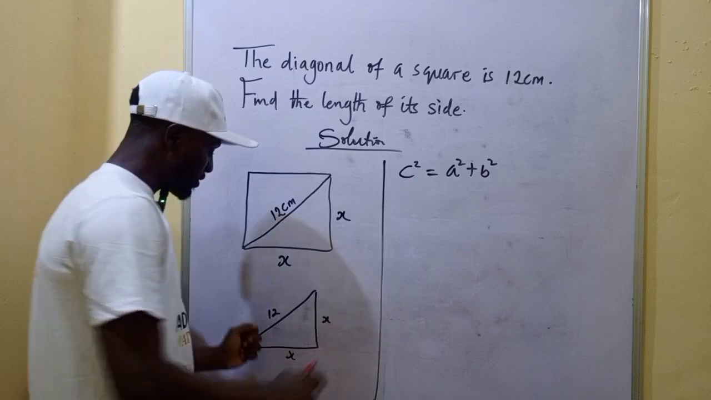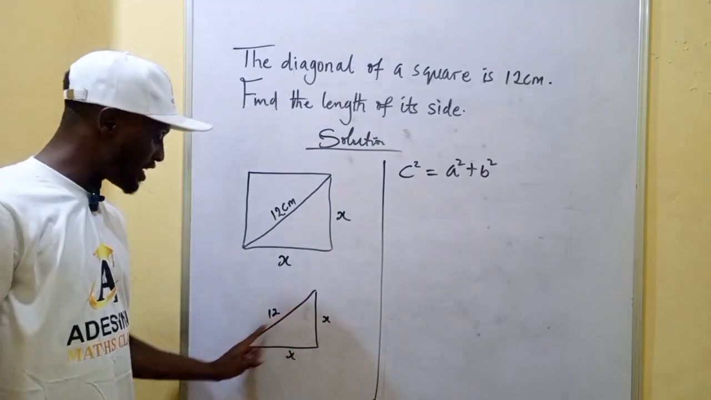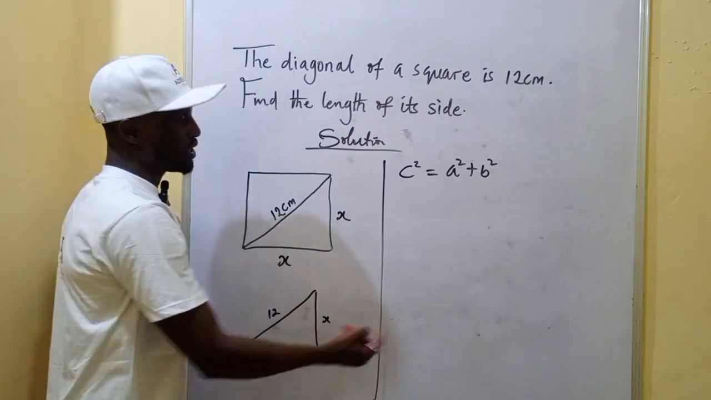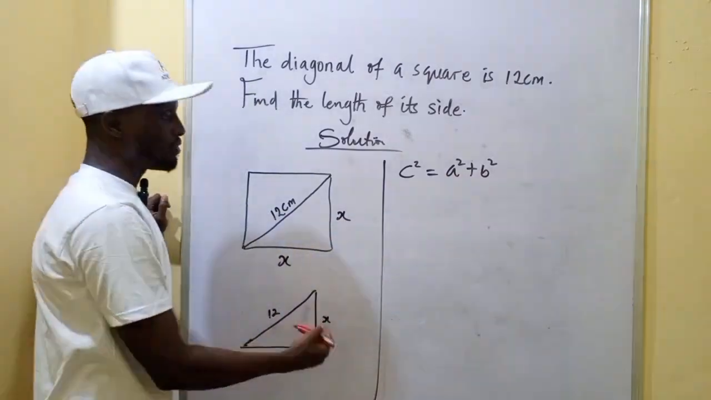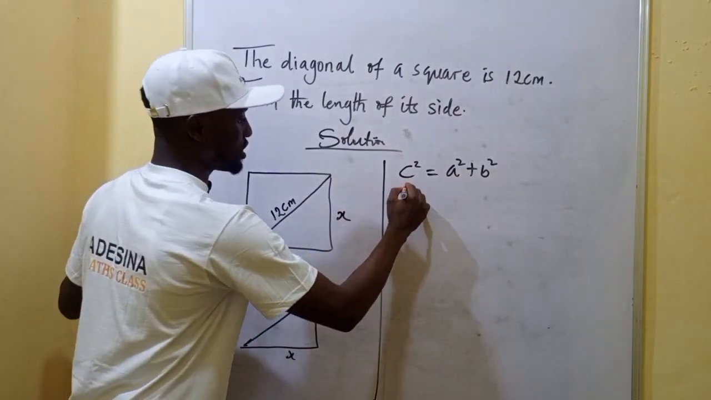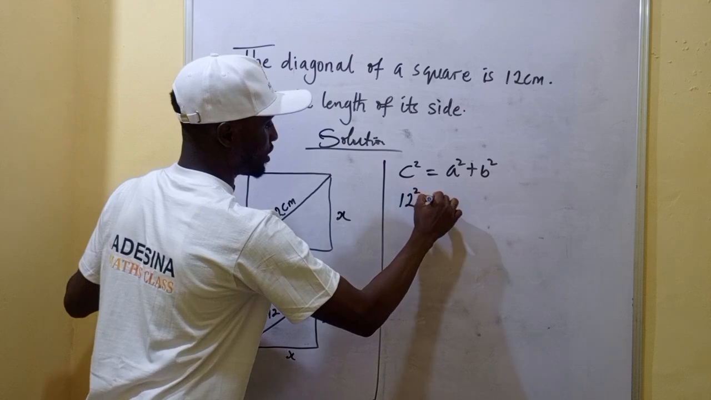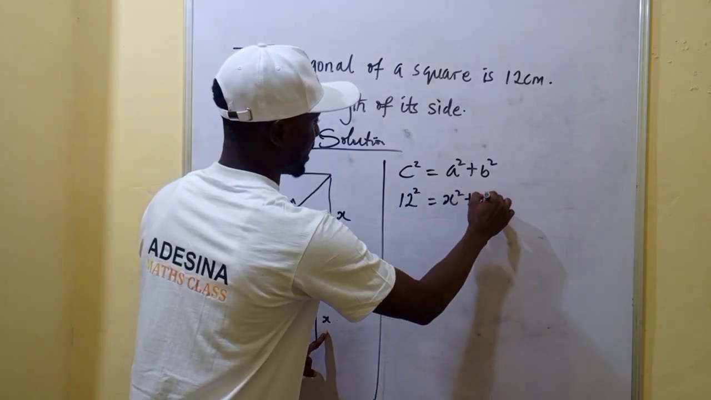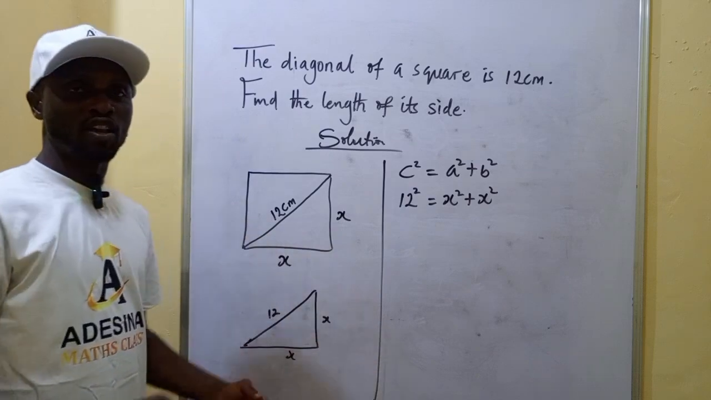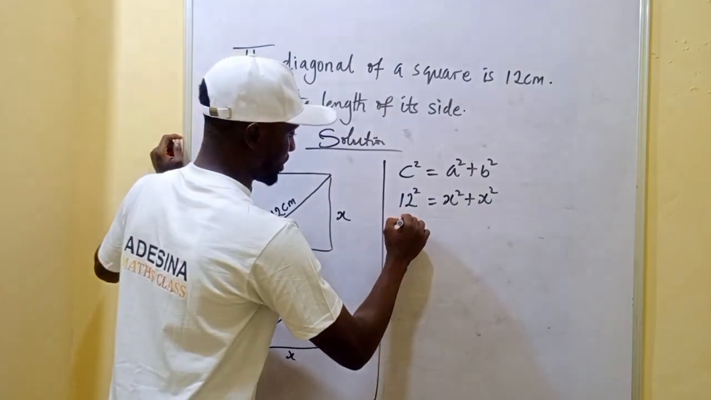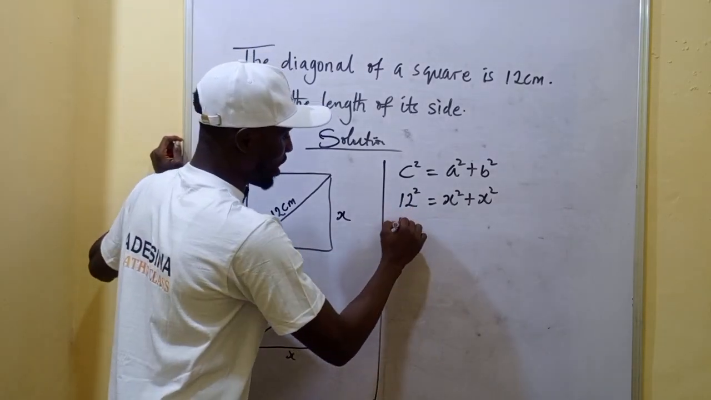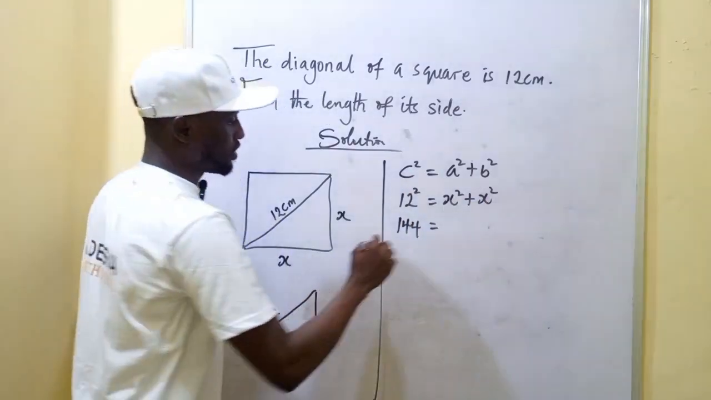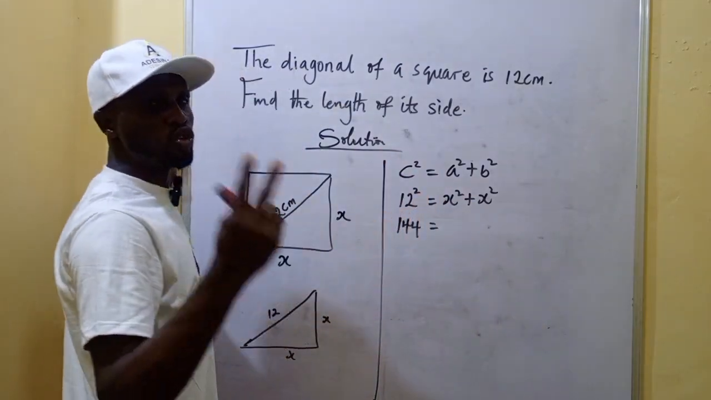So this c square represents this side here, which is the hypotenuse, while a square represents this side. You can say this b square represents this side. So c square is 12 square, which equals x square plus x square, since these two sides are equal. So what is 12 square? Which is 144.